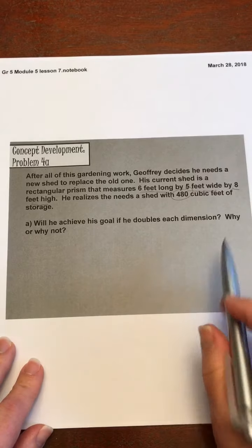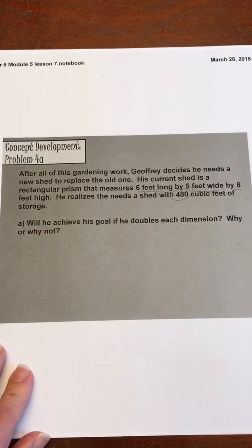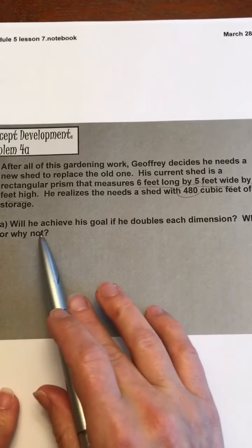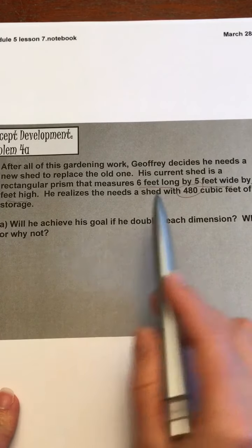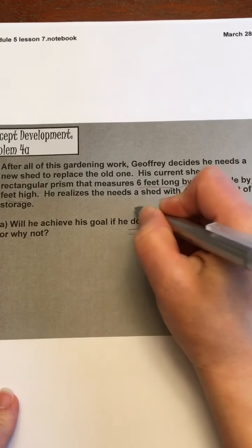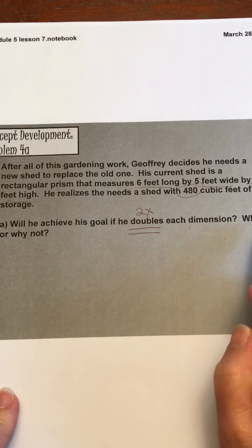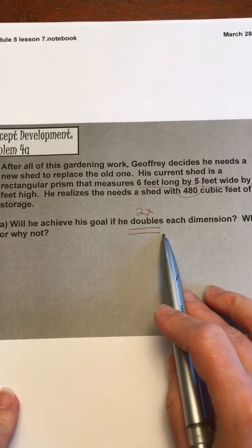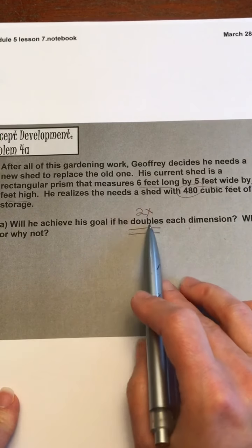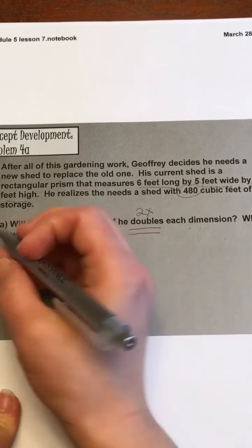All right, so that's my situation. Okay, so let's zoom in now and see what we do here. Will he achieve his goal if he doubles? Doubles means 2 times each dimension. Why or why not? So I'm going to use the number that they gave me and multiply it by 2.